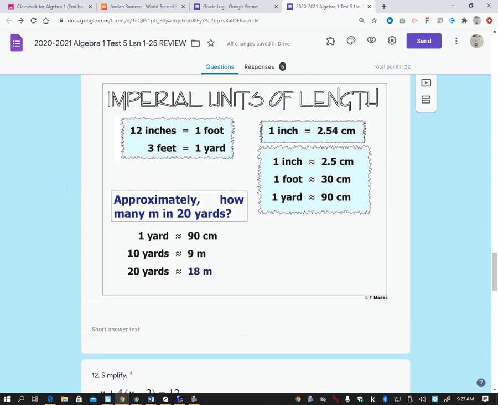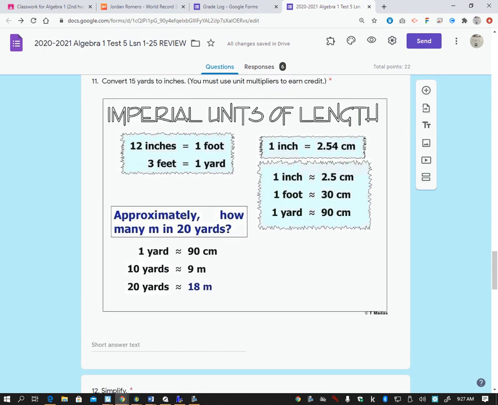Okay. 15 yards, 2 inches. And you got a lot listed here. But if we're just trying to convert yards to inches, I don't need all of this. I really only need this. That's the only part of that I need. All the rest of that is misleading. Well, not misleading, but it will make you think that you need all of that.